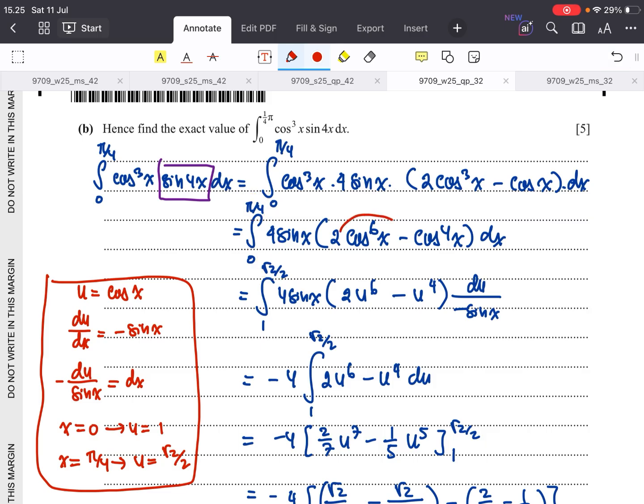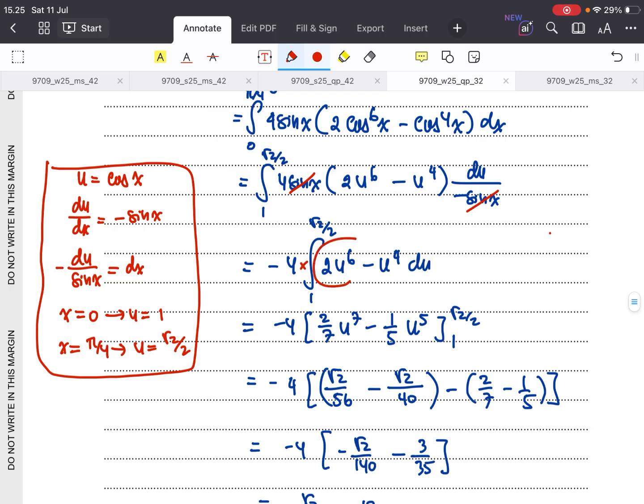And then since cos is u, this one becomes u to the power of 6, this one is u to the power of 4. And don't forget the dx is negative du over sin x. And then we can cancel sin x, and then we can pull out the 4, and here we have negative. So we pull out the negative 4 multiplied by integral of this. This integration is very easy. This is basic integration.